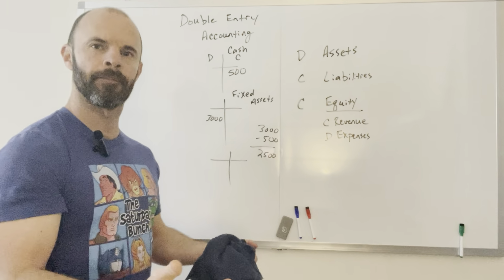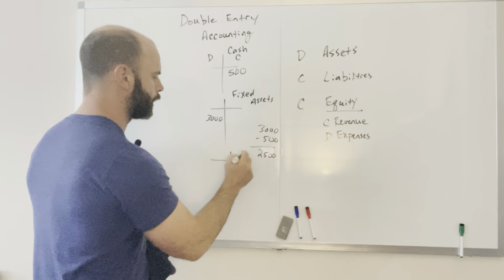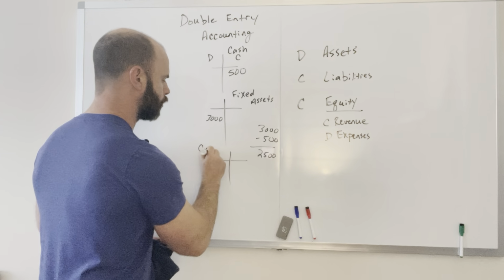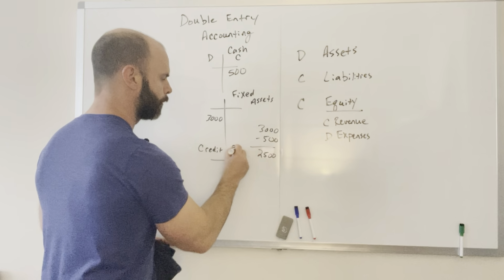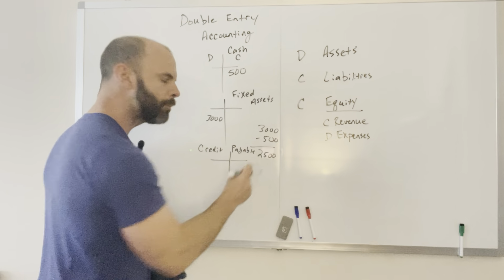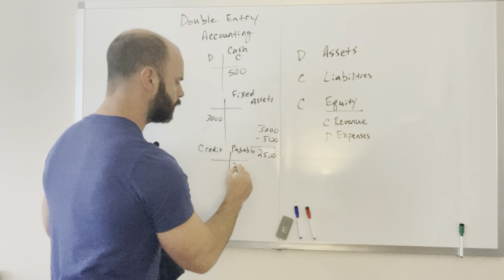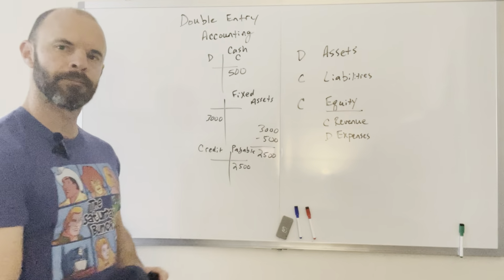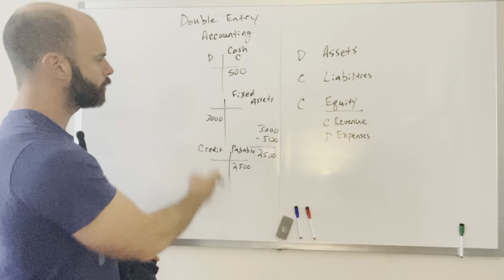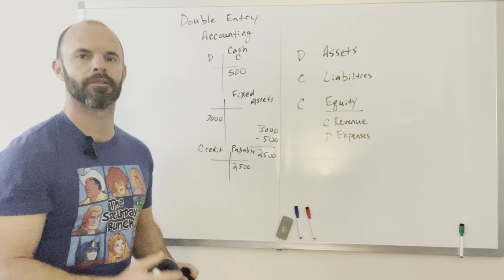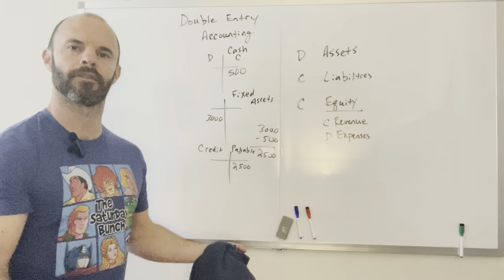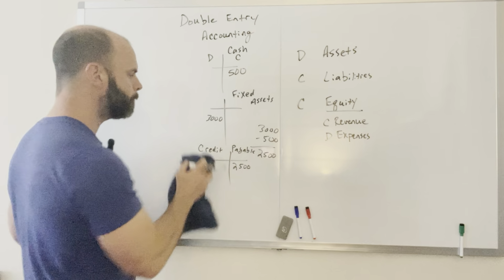But where do I put it? Well, I'm going to put it in a liability account, and I'm going to call that credit card payable, okay? And it's a liability account, which is typically a credit balance, which is great because I'm going to put it on the right side. So now my right side is 3,000, my left side is 3,000, and I'm perfectly in balance, which is awesome. Okay?